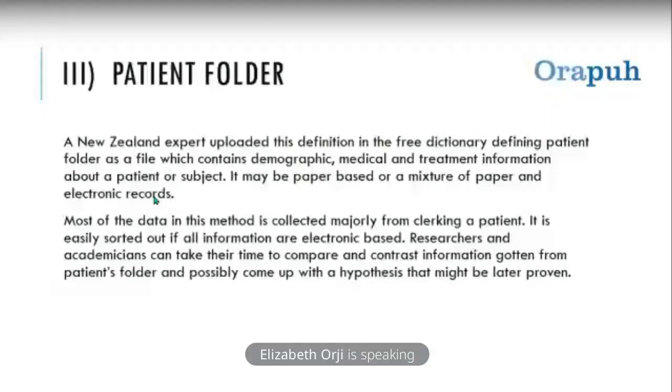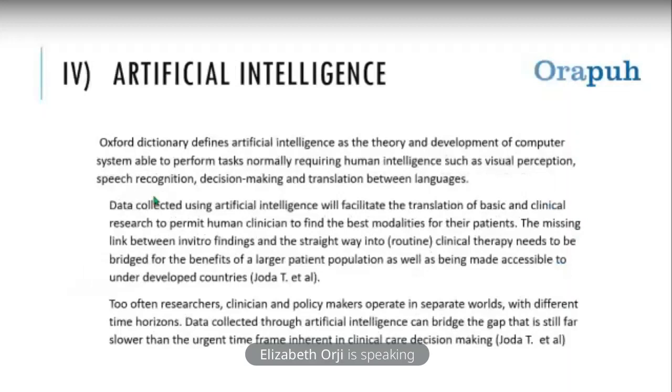Now I'm down to the fourth point, which is artificial intelligence. Artificial intelligence is something a lot of us think is just a very big word, very vast, and cannot really be related to our profession as dental professionals. But I tell you, artificial intelligence can speed up a lot of things for us. Now, data collected using artificial intelligence can facilitate the transition of basic and clinical research to permit human clinicians to find the best modalities for their patients.